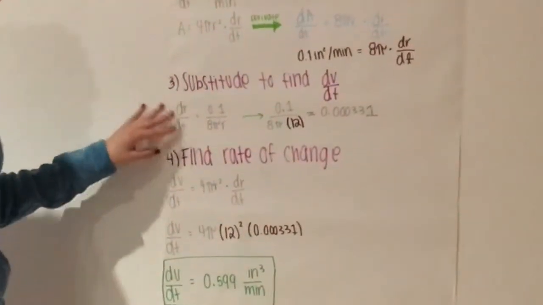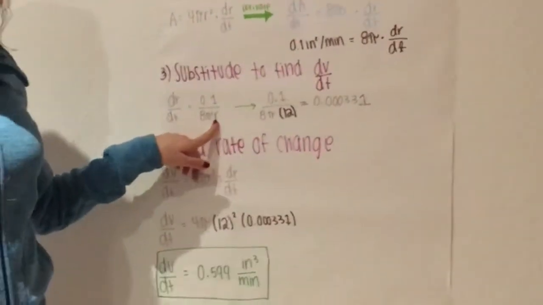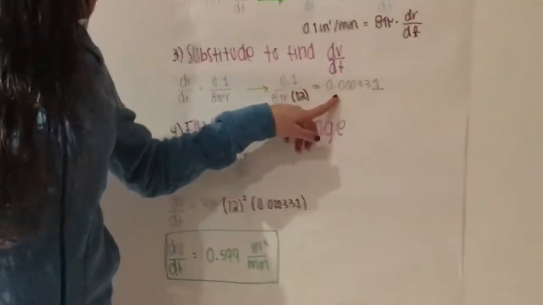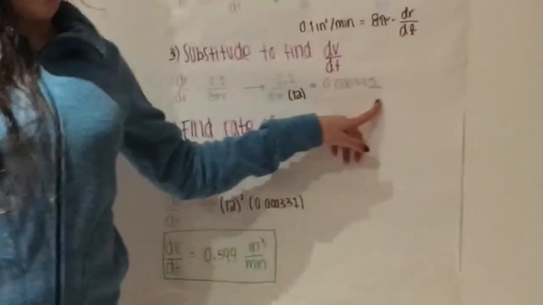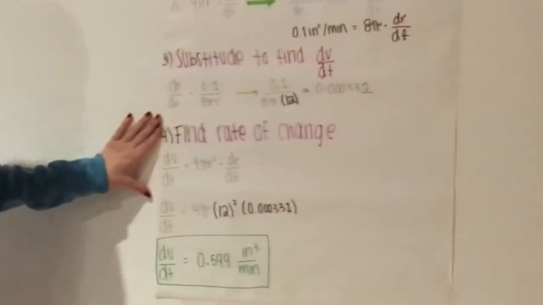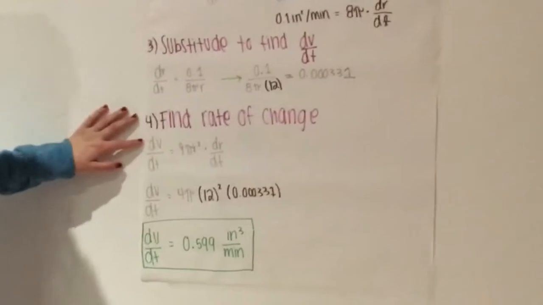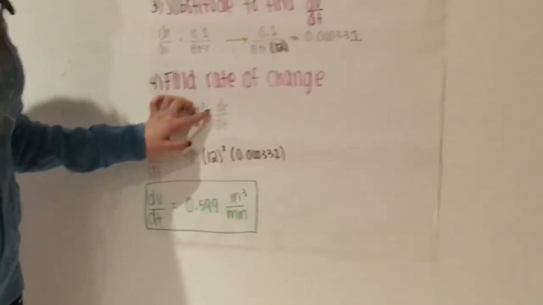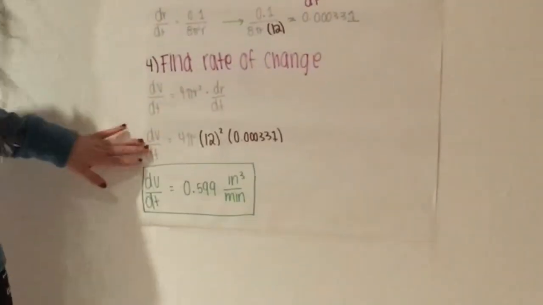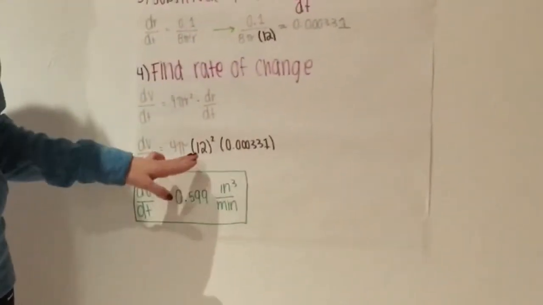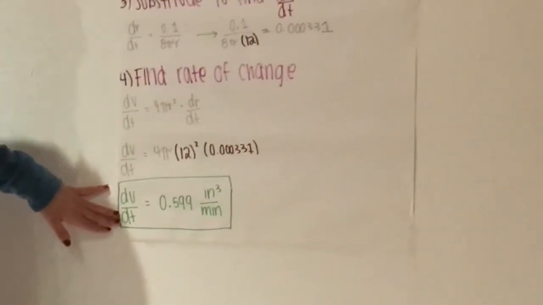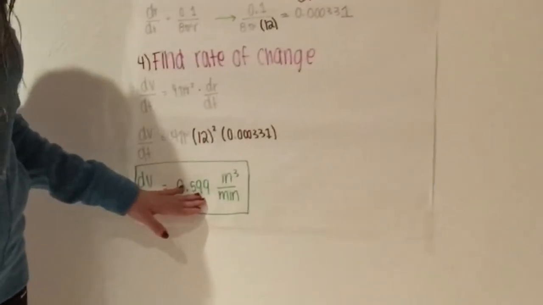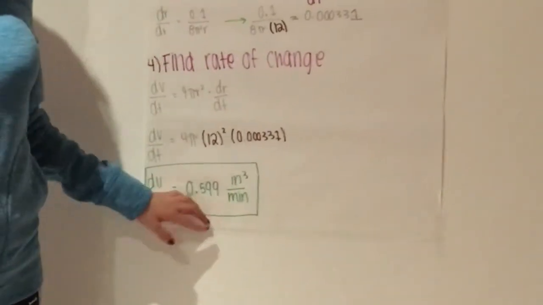For the third step, we substitute to find dV over dt, where dr over dt equals 0.1 over 8 pi r. Then we substitute the r, because that's the radius that they give us, which is 12 inches, and we get an approximate value of 0.000331. And then the final step is to find the rate of change, which is dV over dt, that equals 4 pi r squared times dr over dt. Then we substitute the values that we already know, and we get the dV over dt, which is the rate we're looking for, equals 0.599 inches cubed per minute.